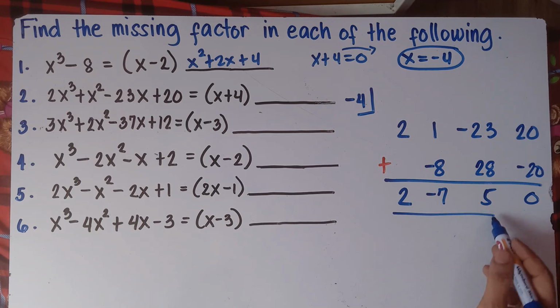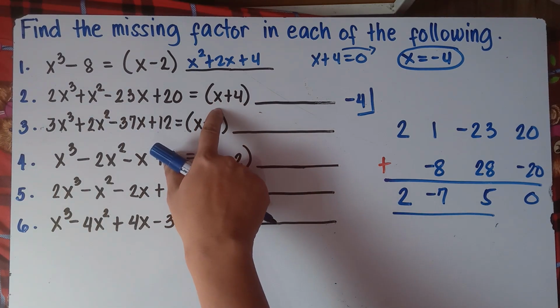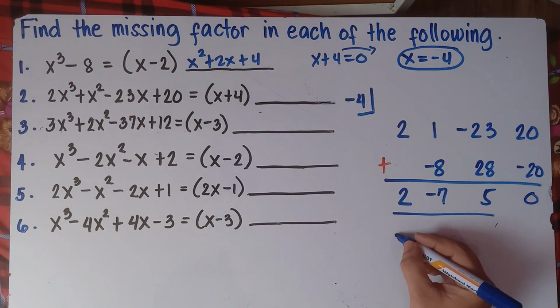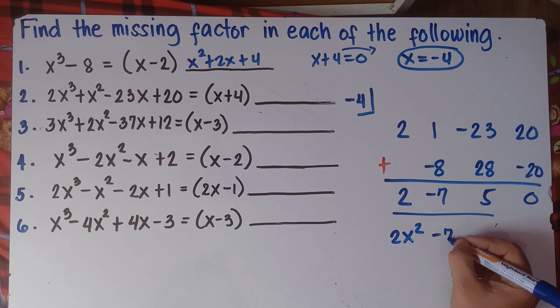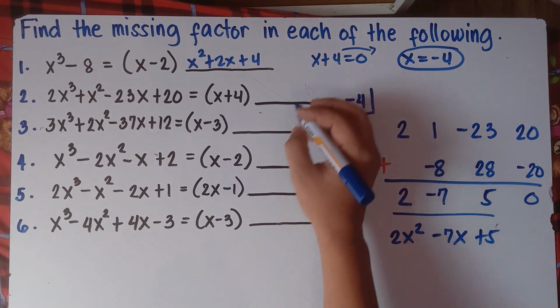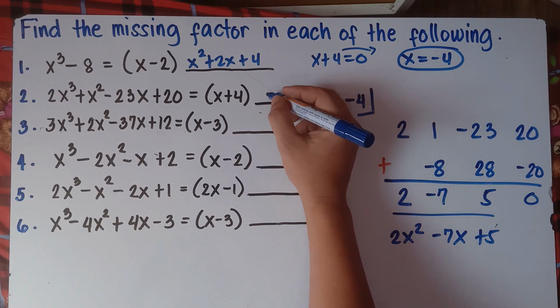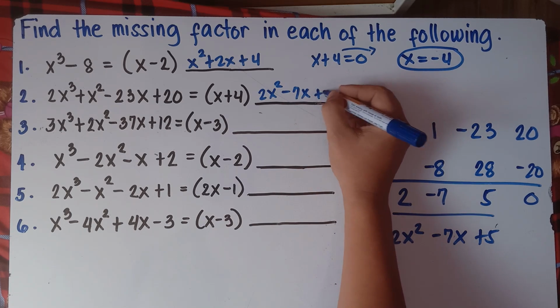So this will be our answer. Now, since we have x cubed, x cubed divided by x, that would be x squared. So our answer will be 2x squared, this is x squared, and this is x, negative 7x plus 5. That's it, class. That's the answer for number 2. So easy, right? 2x squared minus 7x plus 5.